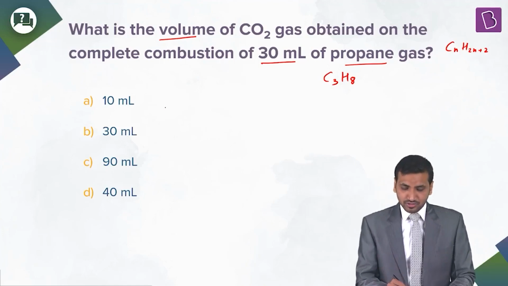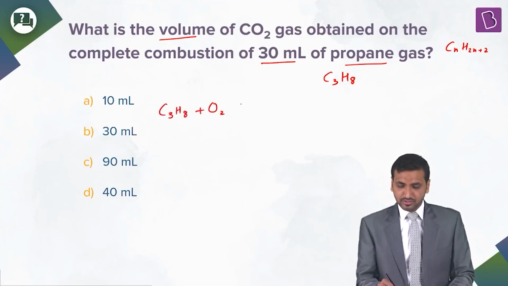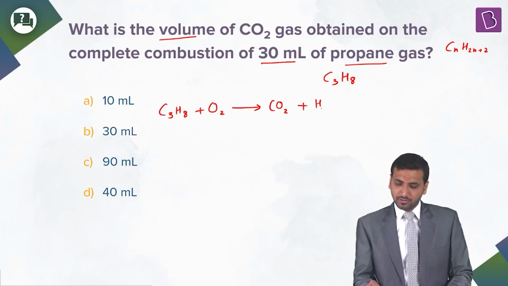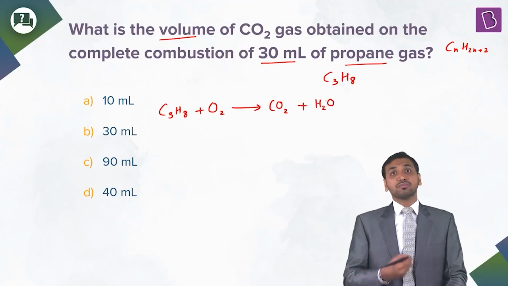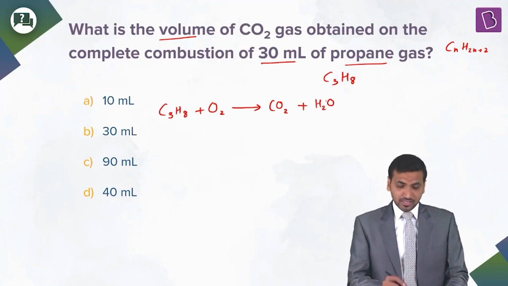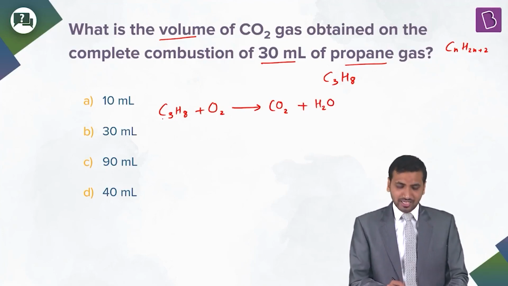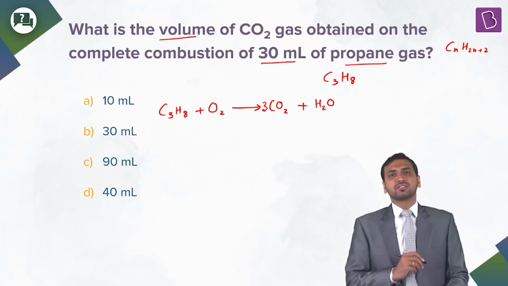Let's write the reaction first. C3H8 in the presence of oxygen, it will produce CO2 and water. Perfect. The very first thing is to balance the reaction. Very important part. So in this reaction, we are going to balance carbon first. So we have 3 carbons in propane. We need to multiply CO2 by 3, right?